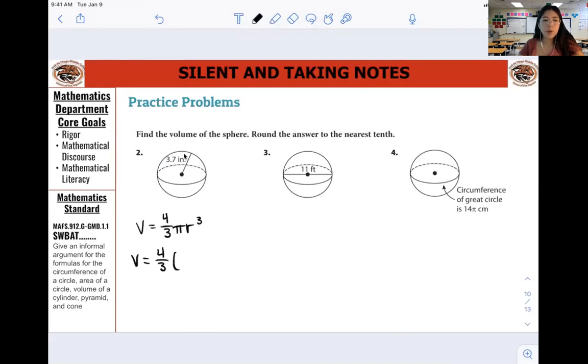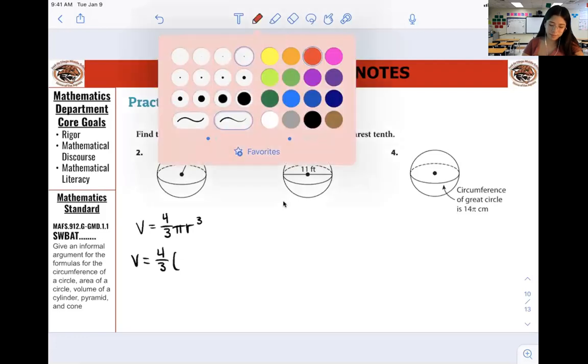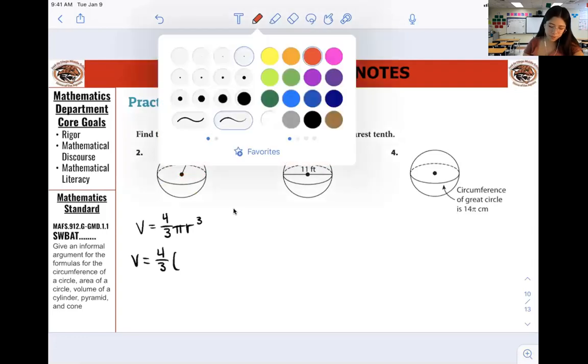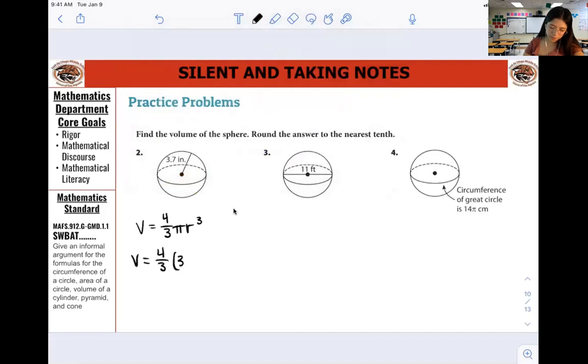Is that the radius? Yeah, it sure is. With a sphere, since it's three-dimensional, the radius can come out from the center in any direction at all. I know it can get a little confusing, but think of it this way. No matter where I go, all of those are equal. So when you have a sphere, the radius can go out to any point, anywhere at all. So I get 4/3 times 3.7 cubed times pi.